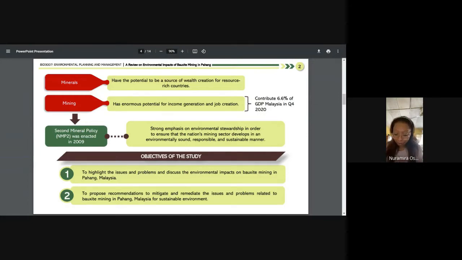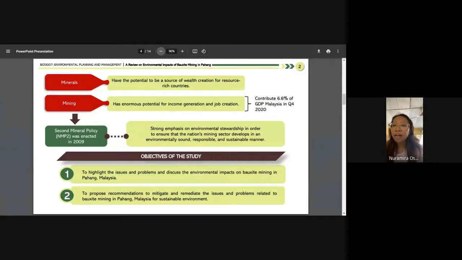On the other hand, mining activities, if not properly managed, have the potential to degrade the environment and have negative impacts on social well-being. Therefore, the Second Mineral Policy, which was enacted in 2009, places a strong emphasis on environmental stewardship in order to ensure that the nation's mining activities develop in an environmentally sound, responsible, and sustainable manner.